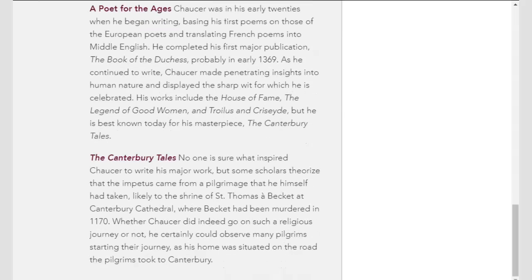The Canterbury Tales. No one is sure what inspired Chaucer to write his major work, but some scholars theorize that the impetus came from a pilgrimage that he himself had taken, likely to the shrine of St. Thomas Becket at Canterbury Cathedral, where Becket had been murdered in 1170. Whether Chaucer did indeed go on such a religious journey or not, he certainly could observe many pilgrims starting their journey, as his home was situated on the road the pilgrims took to Canterbury.